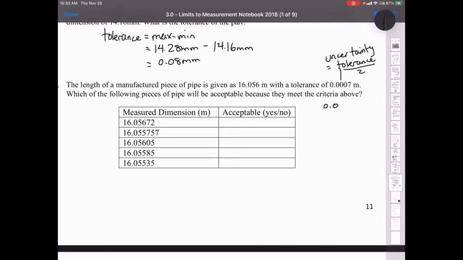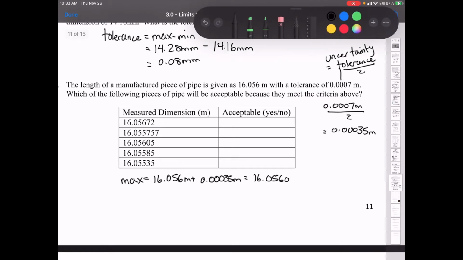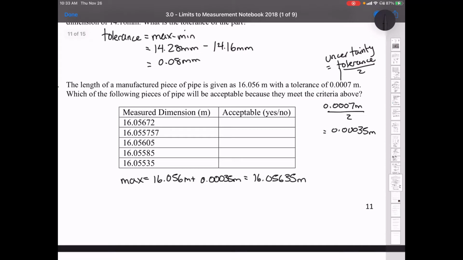Now 0.0007 over 2 is 0.00035 meters. So then from that we can figure out our max is 16.056 meters plus 0.00035 meters, or 16.05635 would be our maximum, and our minimum then would be 16.056 meters minus 0.00035 meters, or 16.05565 meters, like so.